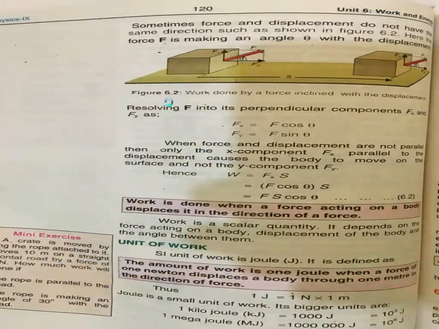Now, sometimes, so you should remember this. W is equal to Fs is the formula for the work done. W is equal to Fs. Fs is the formula for the work done. So you should remember this by heart.